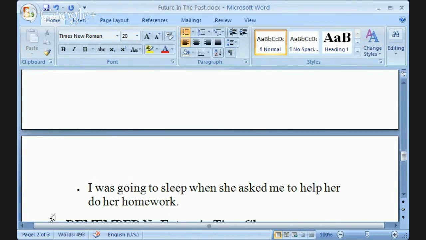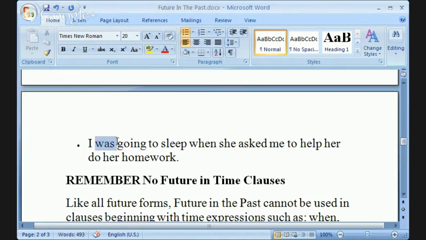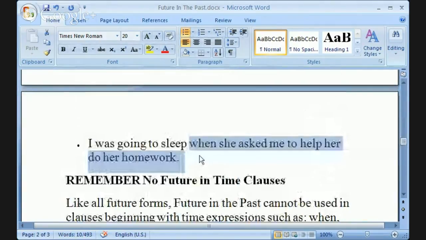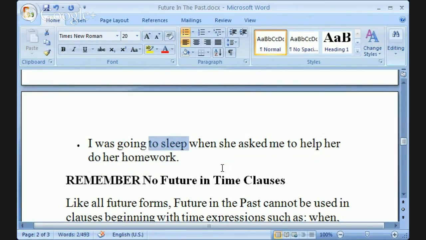Okay, wait a minute. I was going to sleep. Okay, this is an interrupted action. Wait a second here. When she asked me to help her do her homework. Okay. I was going to sleep, but now, I was going. Here, this is different, okay? This is different because here, to sleep, I think this is an infinitive. So this is was going. I think this is a past continuous with an infinitive. I don't think this is actually a future in the past construction.